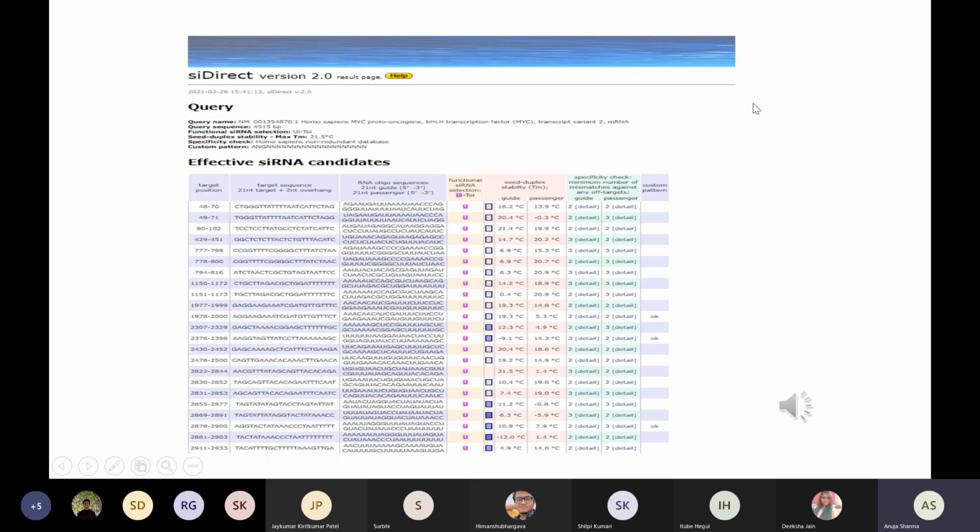Now, if you click on design siRNA, you will get a table like this that contains many options of siRNAs. From this, you can choose your desired siRNA that targets MYC isoform 2. You can use the guidelines that I have mentioned earlier to choose your siRNA, and you also can get some more information like target sequences, Tm, etc., and the target position from this table.